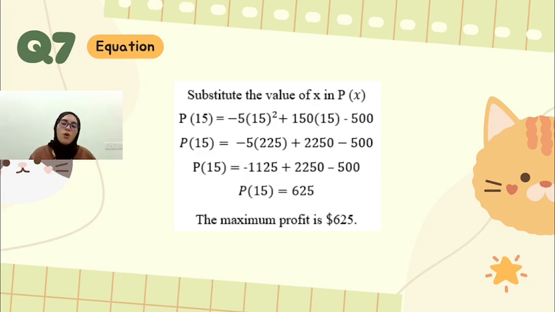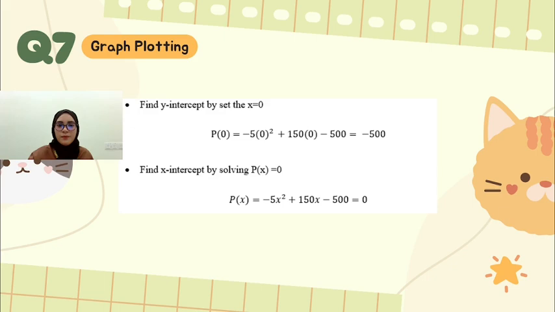Okay, so we already have these two. Next, the last question, we have to find the graph. But before we plot the graph, we have to find the vertex. We already have the vertex, x is 15, y is 625. Next step, we have to find the y-intercept and also the x-intercept.